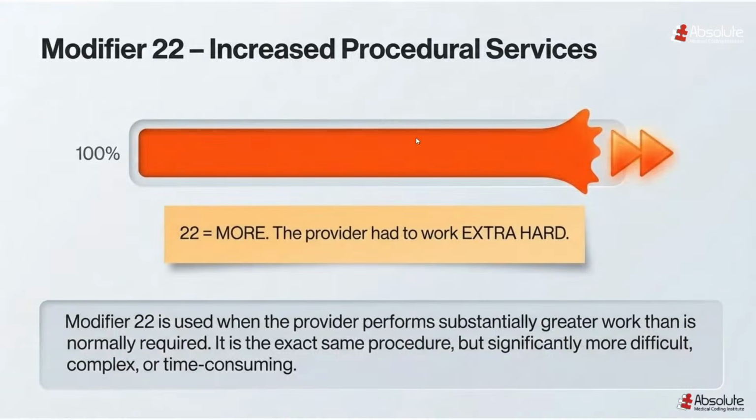Now let's turn our attention back to 22. Remember, I said this is a mastery. We want you to master. I want you to leave here and I want you confident in knowing what modifier 22 is. This is increased procedural services. Modifier 22 is used when that provider performs substantially greater work than is normally required. It is the exact same procedure, but significantly more difficult, complex, or time consuming, right? So 22 means that provider had to work extra hard.